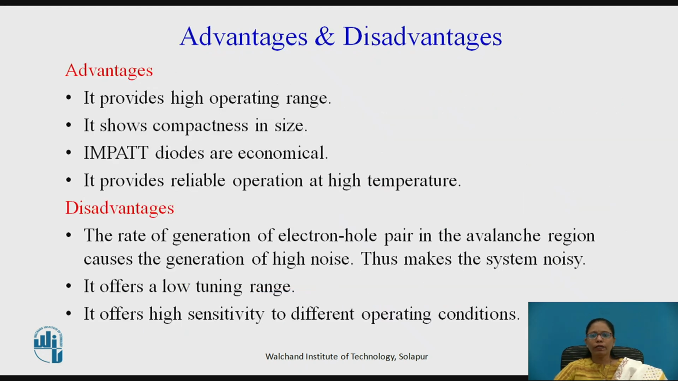Let us look at the advantages and disadvantages of the impact diode. Advantages: it provides a high operating range. It shows compactness in size, very small size. Impact diodes are very economical compared to others. They provide reliable operation at high temperature. The disadvantages: the rate of generation of electron hole pairs in the avalanche region causes the generation of high noise, because avalanche is a noisy process. So the device is noisy. It offers a low tuning range. It offers high sensitivity to different operating conditions.